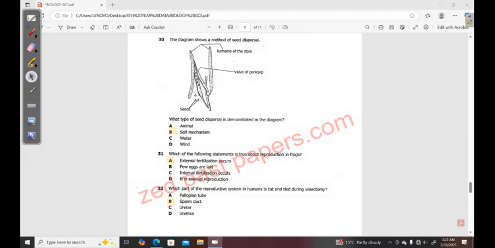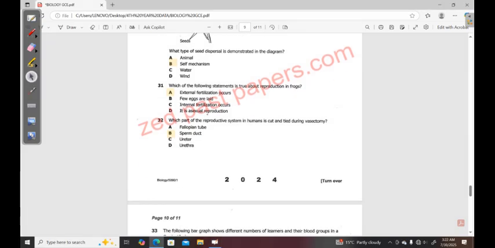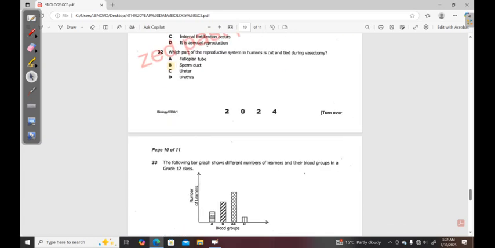31. Which of the following statements is true about reproduction in frogs? A. External fertilization occurs. B. Few eggs are laid. C. Internal fertilization occurs. D. It's asexual reproduction. So for frogs, what happens is that the female will lay the eggs and the male comes to release the sperm right outside the eggs that have been released. So it's external fertilization.